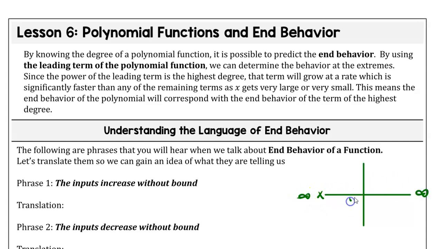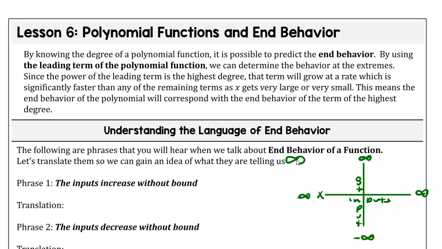These are known, of course, as the inputs on the x-axis, the independent variable. And then we, of course, have the outputs on the y-axis, right? And what happens, we go to negative infinity or positive infinity. So the end behavior is the same as talking about infinity behavior. What's happening at the very end of any given graph? Does it go up? Does it go down? Does it go left? Does it go right?